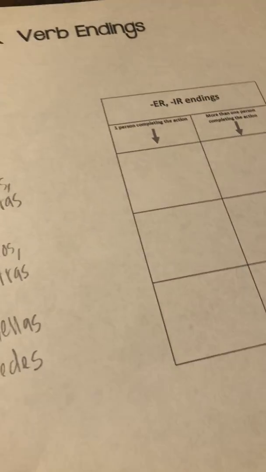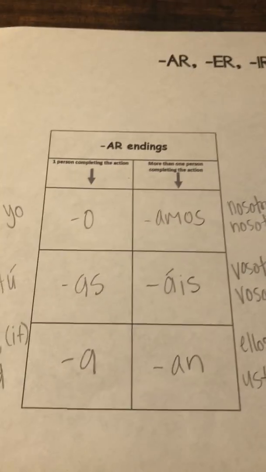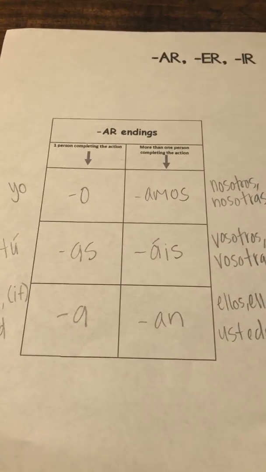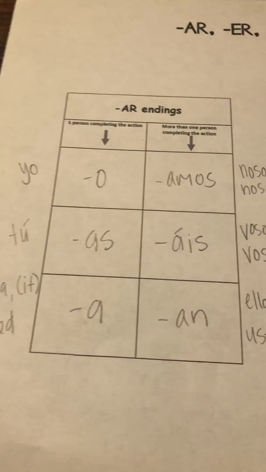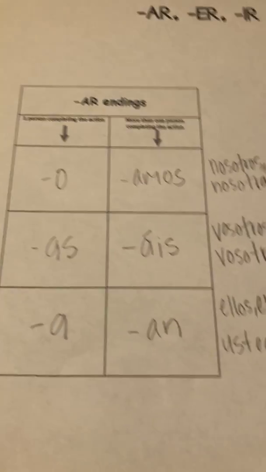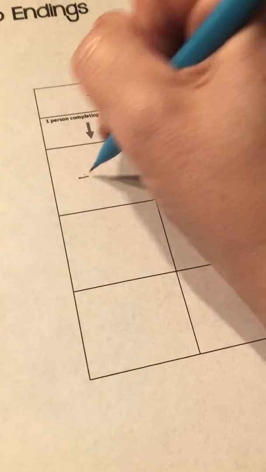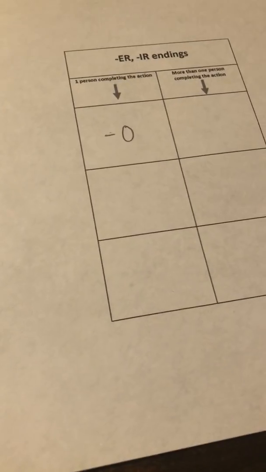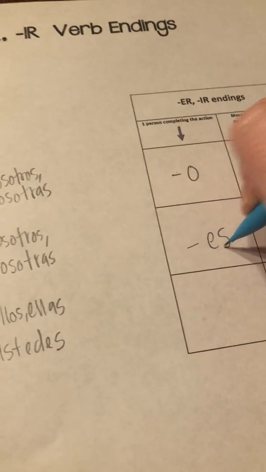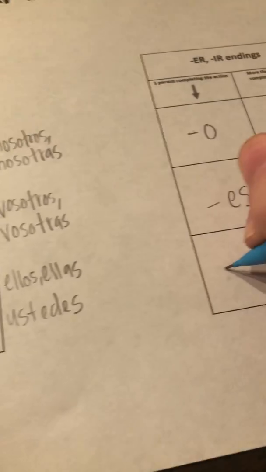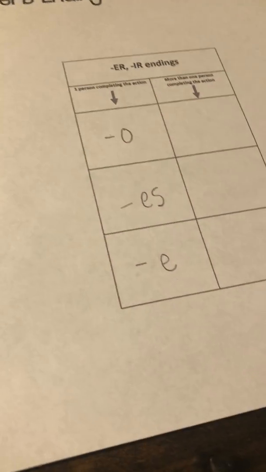So today we're going to do ER and IR verb endings, which I've kind of already talked to you about. The ER and IR verb endings are pretty similar to AR endings. You're going to take all of the A's, and for an ER verb, you're going to change it to E's. So here, the yo box, the O is always going to stay an O. Instead of as, we're going to change it to es. Instead of the a, it's going to become e.